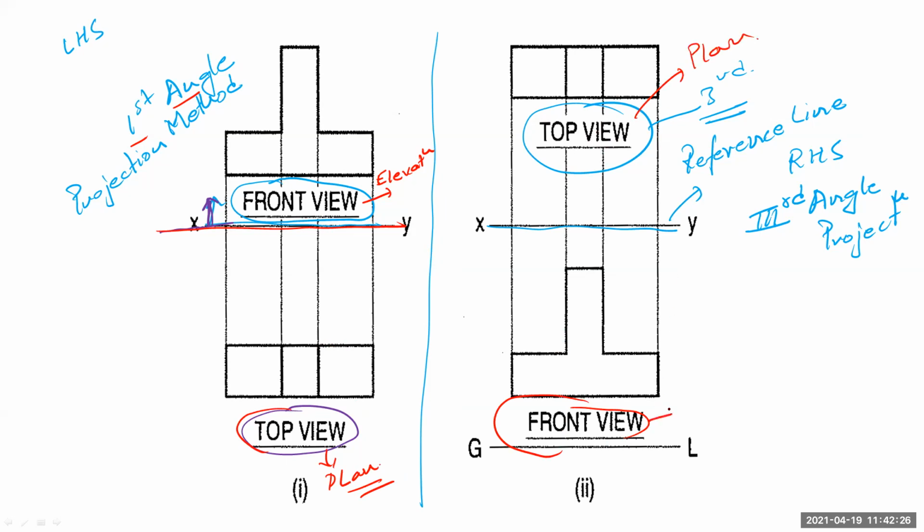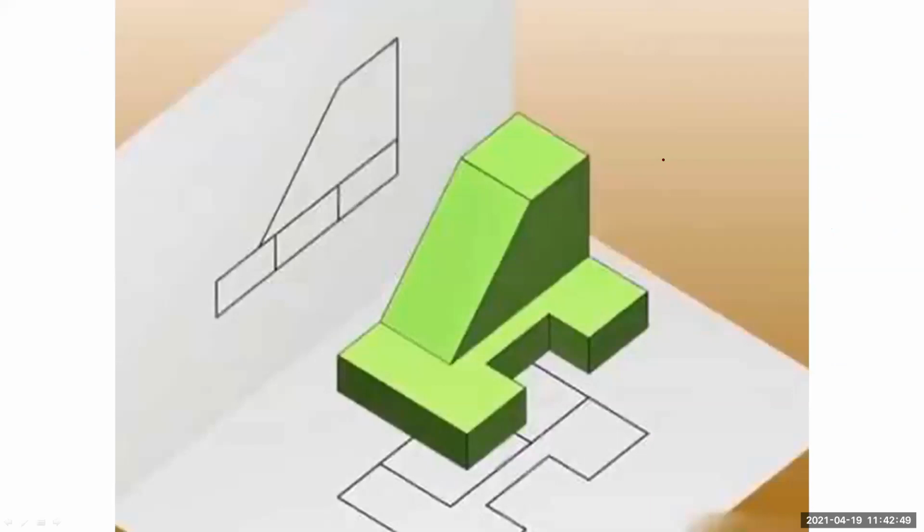Elevation, this is elevation. Okay, so there in that slide, the statement will be written like, in first angle projection method, elevation will be above the plan. Okay, and in third angle projection method, plan will be above your elevation. So let's go to that slide once again.